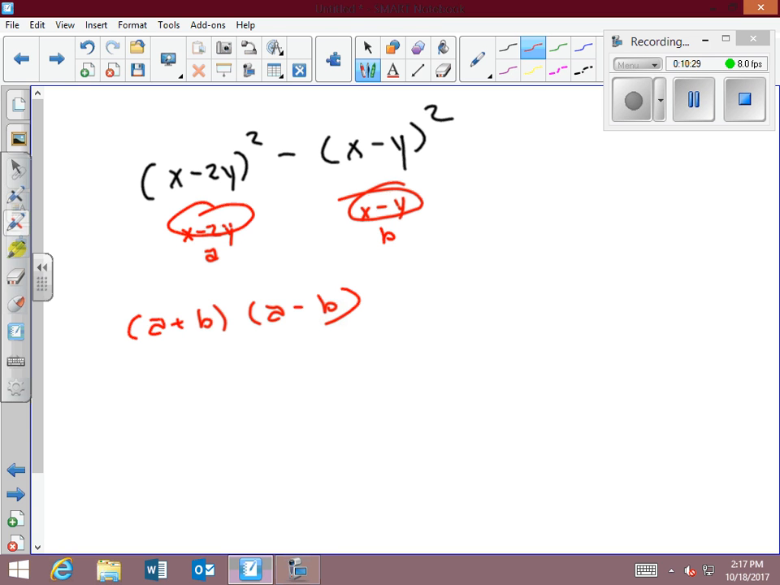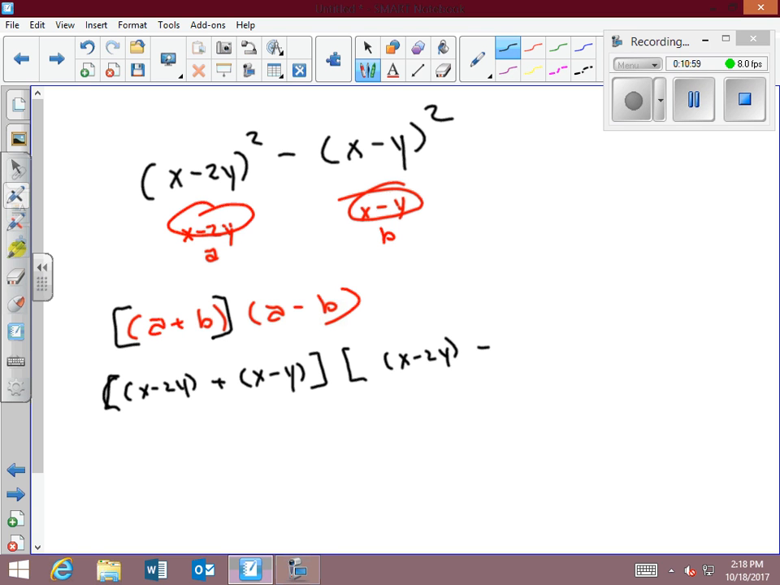Quick. So you see, I'm going to put A is x minus 2y. So I'm going to go this bracket, then I'm going to go x minus 2y plus, and then B is x minus y. Now I've done this much right here, correct? Now I'm going to do A minus B. I'm going to go x minus 2y. That's the A minus x minus y. You see that?